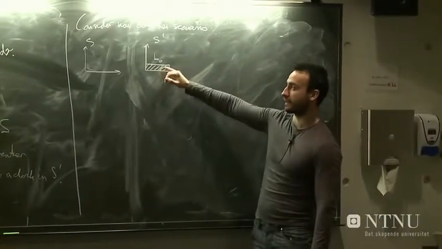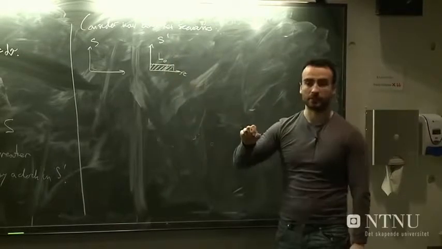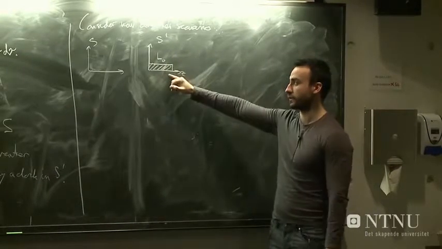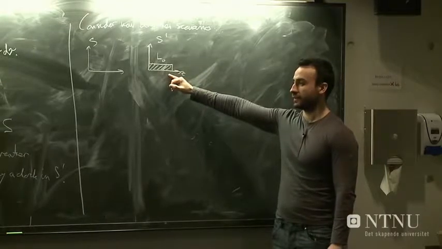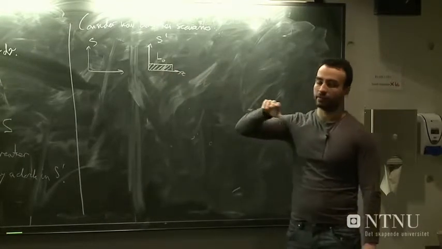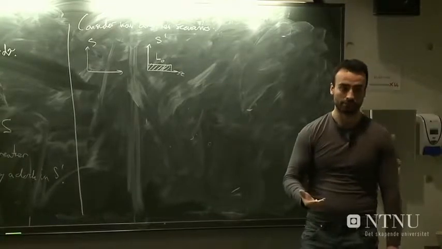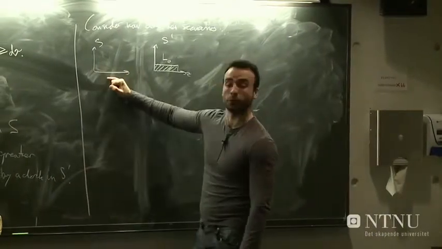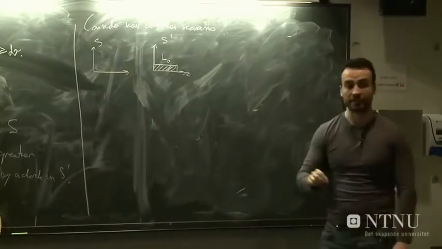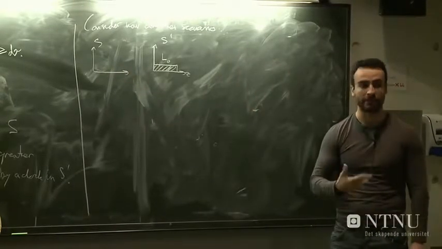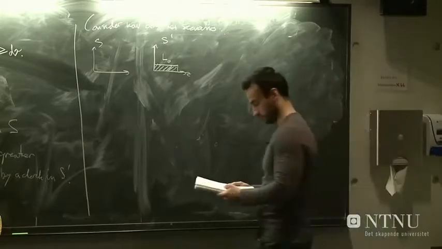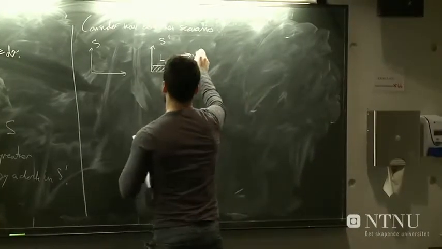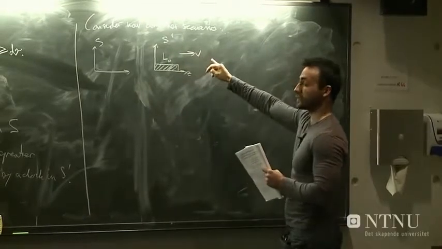The ruler has a length L0 as measured in the train. So if you're on the train and you measure this ruler, then you will find the length L0. So the question is now, what length do we see as observers in S? Will we see the same length or a different length? So this S prime is moving with velocity v compared to us.